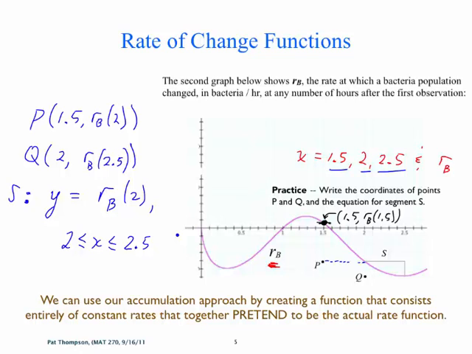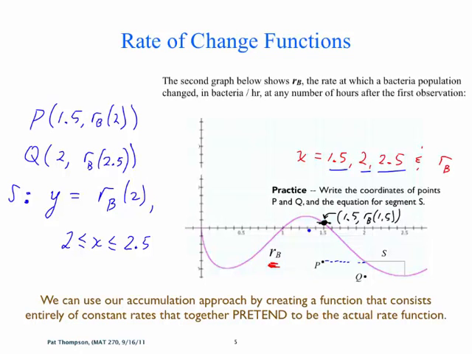How many people got that before we did it? Okay, good. So we're making progress. This is a crucial skill: you have to look at the function and pick off y values of the function that you're going to use somewhere else, like at point P or point Q.